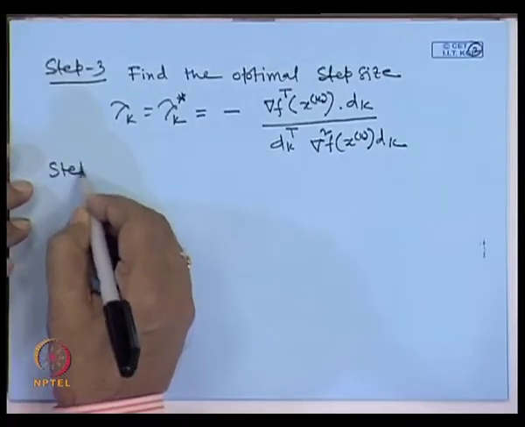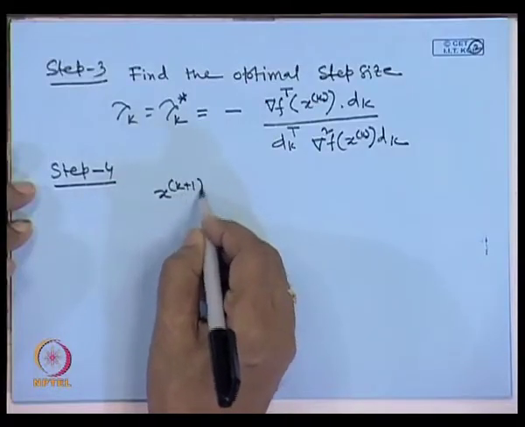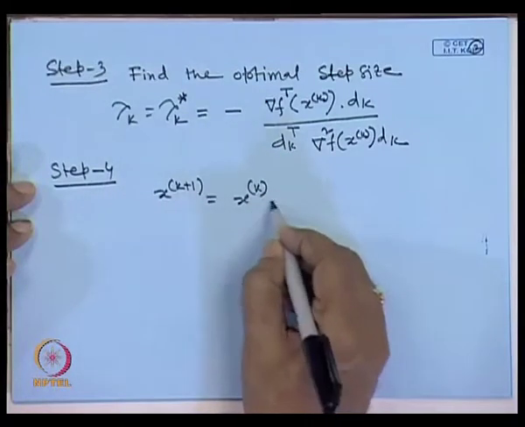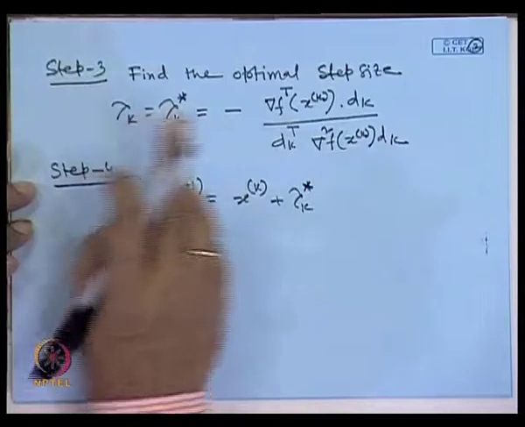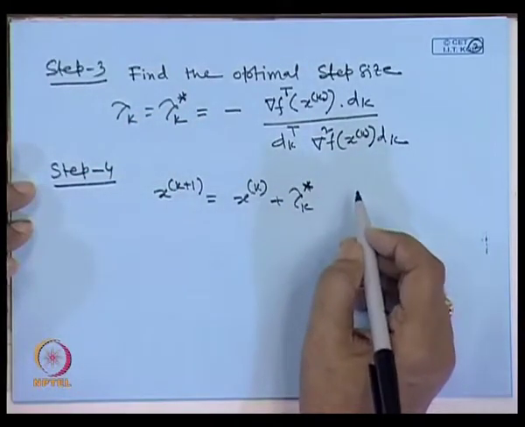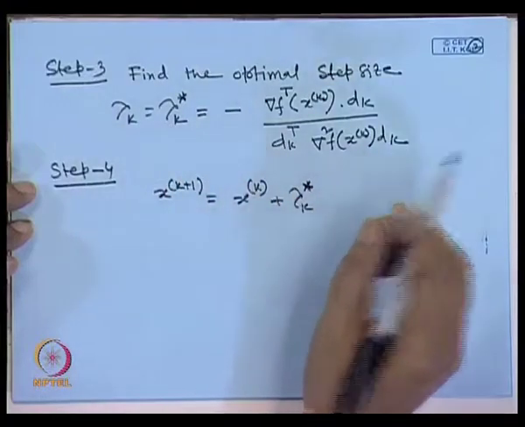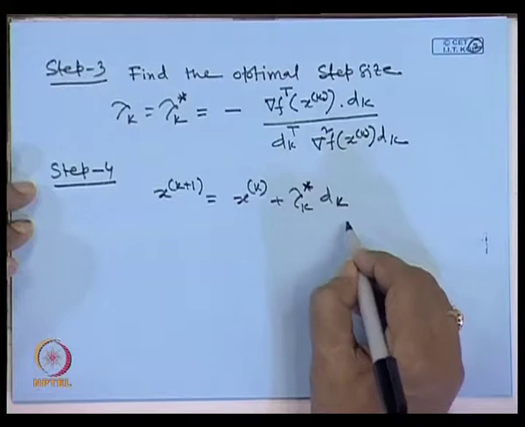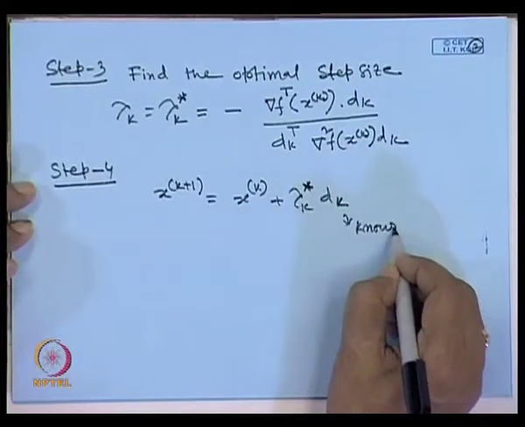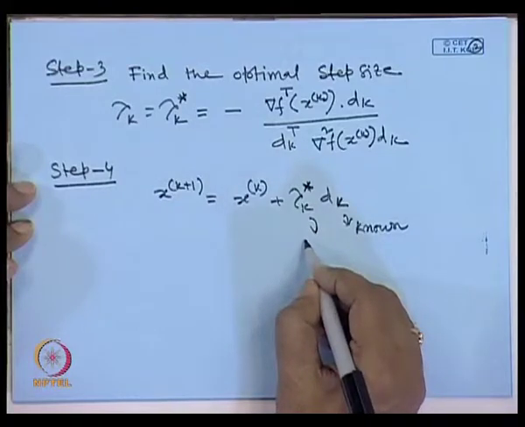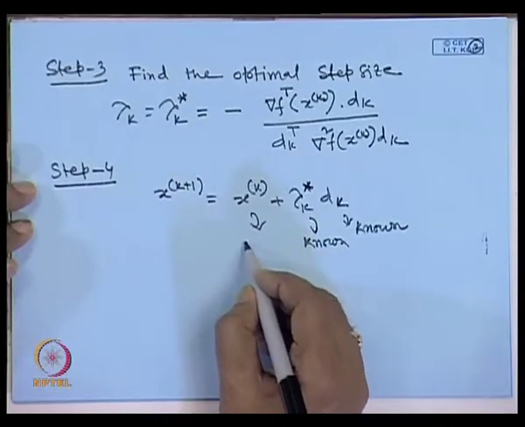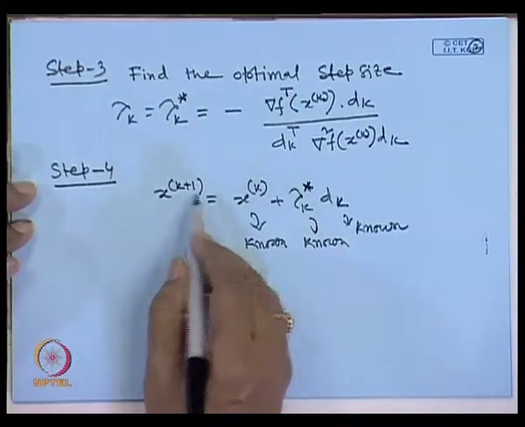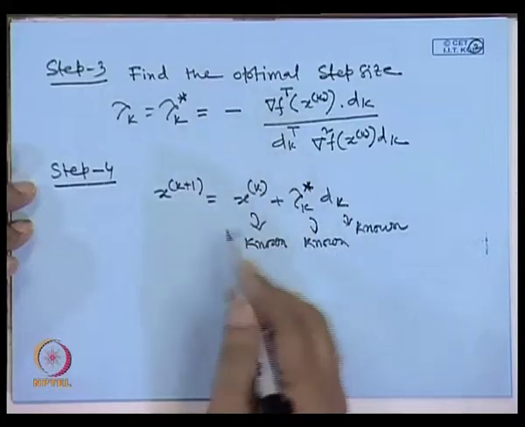So, step 4, once you know this, I know the value of x superscript k plus 1 is equal to x superscript k plus lambda k star dk. Note that at each iteration that lambda k value will change. Okay? We are optimizing that function value, which is a function of lambda k only. Okay. So, dk is known, we have just calculated it in step 3, and this, our kth iteration decision variable value, is also known.